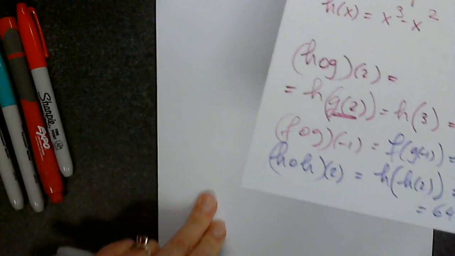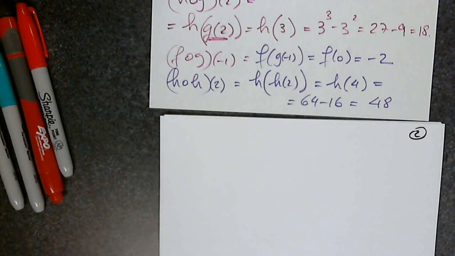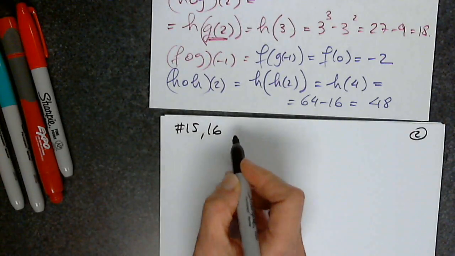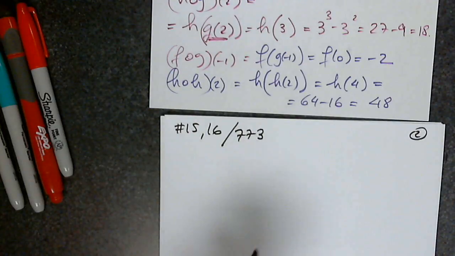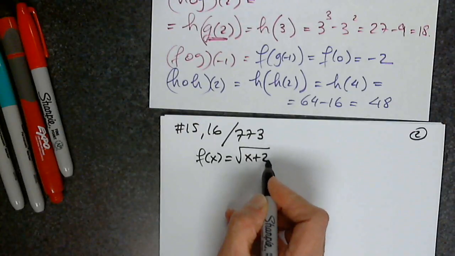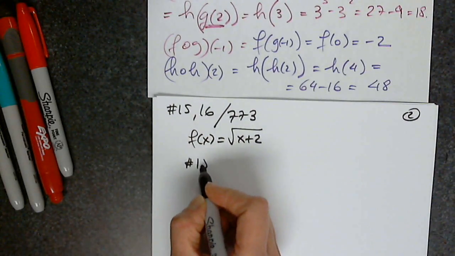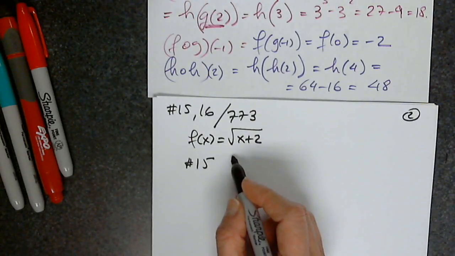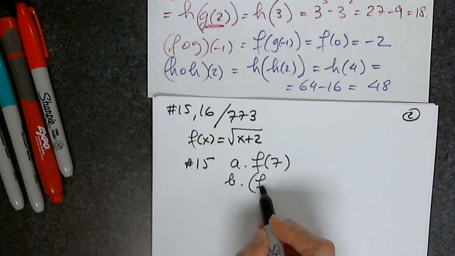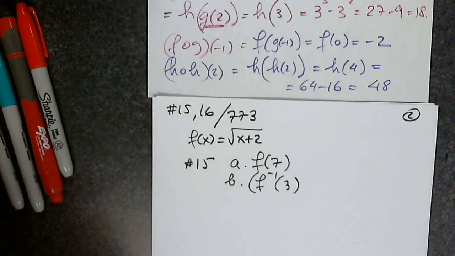We are told that the function is 1-to-1. And I'm looking at problems 15 and 16 on page 773. We're given f of x equals the square root of x plus 2. In problem 15, did we do this before? Problem 15, we're asked to find in part A f of 7, and in part B f inverse of 3. There is no need for parentheses in front of that. I don't know why I put it there.